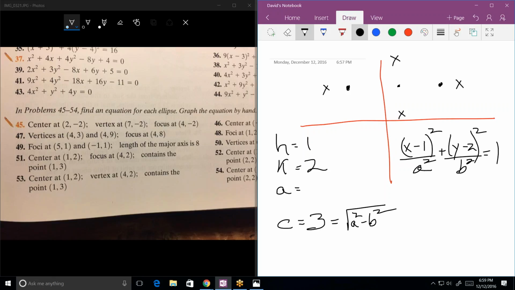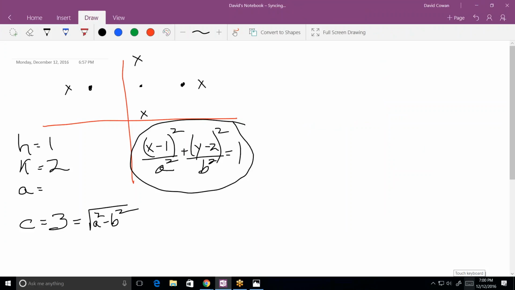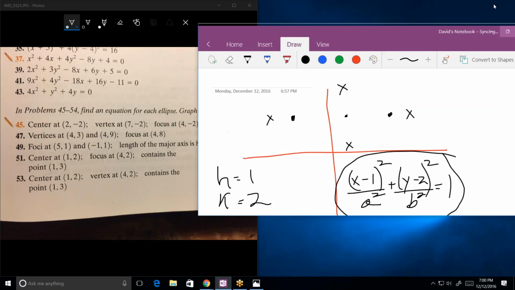Now, if I take this point 1, 3 and plug it into as much of the equation as I know, I will come up with another equation with A and B squared in it. Now I'm going to have 2 equations and 2 unknowns, and I'm going to have to solve that system of equations for A and B. And that's not going to be that easy. We're not going to have time to do it tonight. But essentially, let me get you started at least.